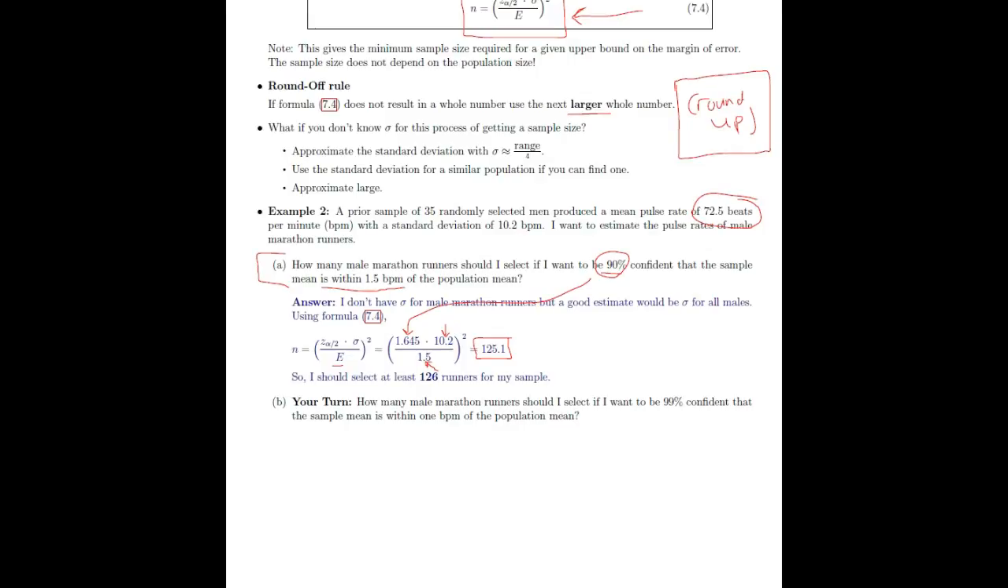How many male marathon runners should I select if I want to be 99% confident that the sample mean is within 1 beat per minute of the population mean? So go ahead, pause the video, try this on your own, and then when you press play, you can see if my answer matches yours.